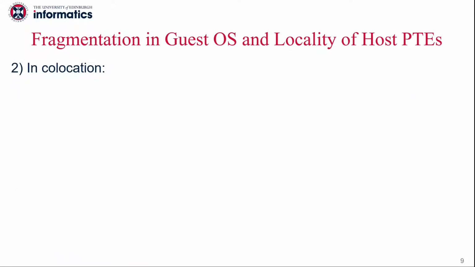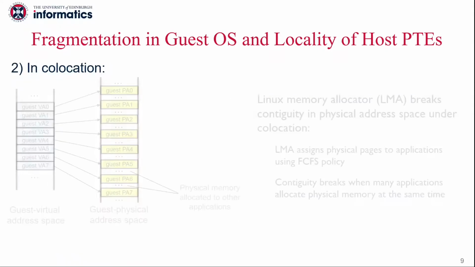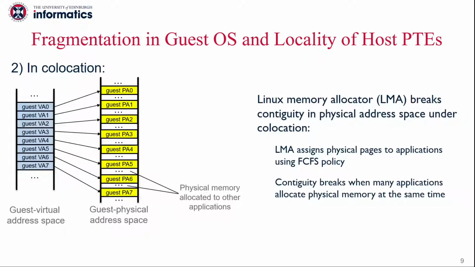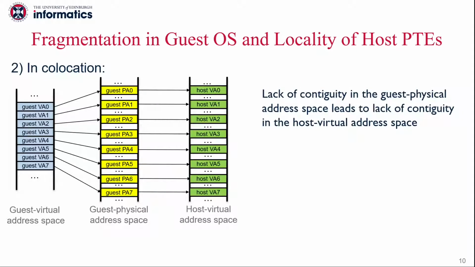Now, let's consider execution in collocation. In collocation, the Linux memory allocator assigns physical pages to applications using a first-come, first-served policy. As a result, if page faults of different applications interleave with each other, the Linux memory allocator breaks contiguity in the guest physical address space. Consequently, the lack of contiguity in the guest physical address space leads to the lack of contiguity in the host virtual address space.